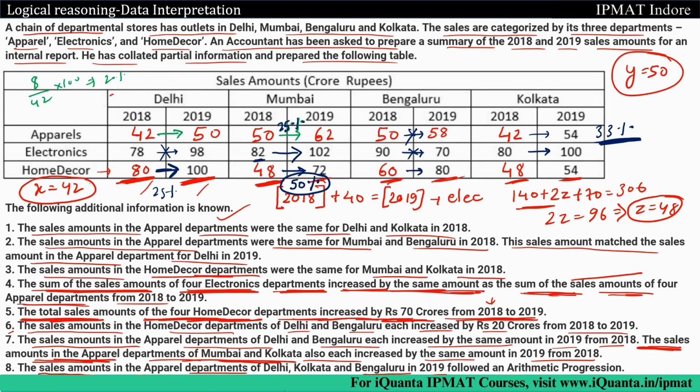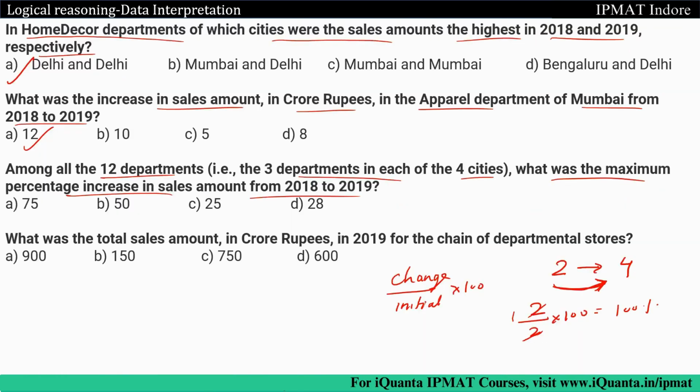Then 60 to 80, there's a change of 20 upon initial 60. So 20 by 60 is 1 by 3. 1 by 3 into 100 is 33%. Again, this is lesser than 50. We won't count this. 48 to 54, that means a change of 6 upon 48, the initial. So 1 by 8. 1 by 8 into 100 becomes 12.5. We won't count this. So the biggest percentage change that we are encountering from 2018 to 19 in any of the departments is over here, which is 50%. So let us check if we have 50% in the options. Yes, option B. So this is the correct answer.